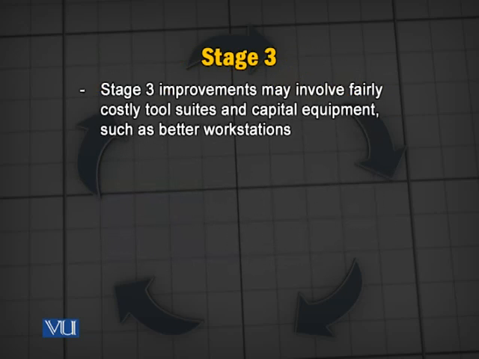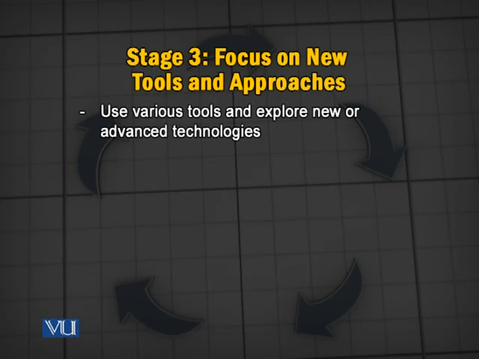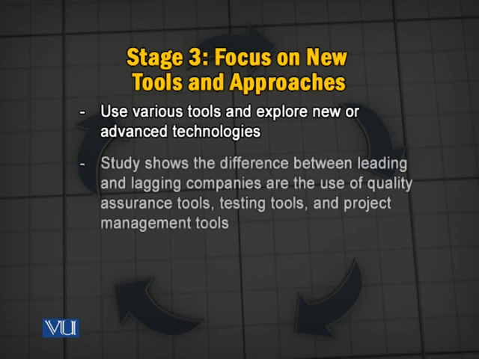For stage 3, improvements may involve fairly costly tool suites and capital equipment, such as better workstations, such as better other kinds of software tools. It is important to note that you have introduced tools later than processes, because processes are supported by tools, not vice versa. So you use various tools and explore new advanced technologies. Studies show difference between leading and lagging companies are the use of quality assurance tools, testing tools, and project management tools. So leading companies, best of the class companies have certainly better tools which they use.